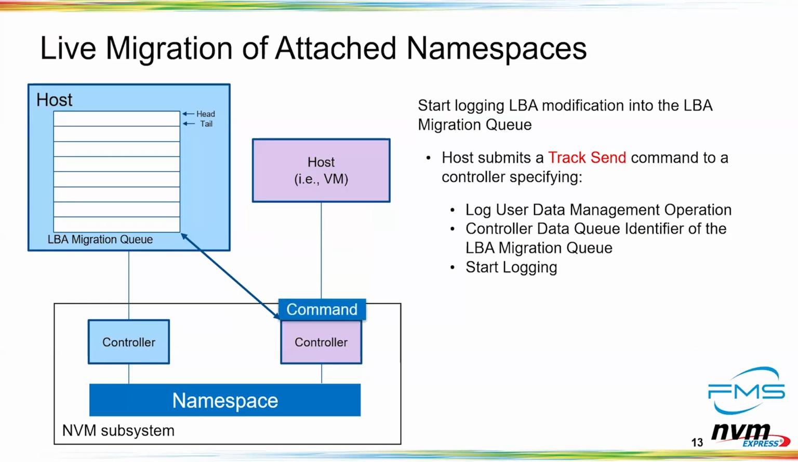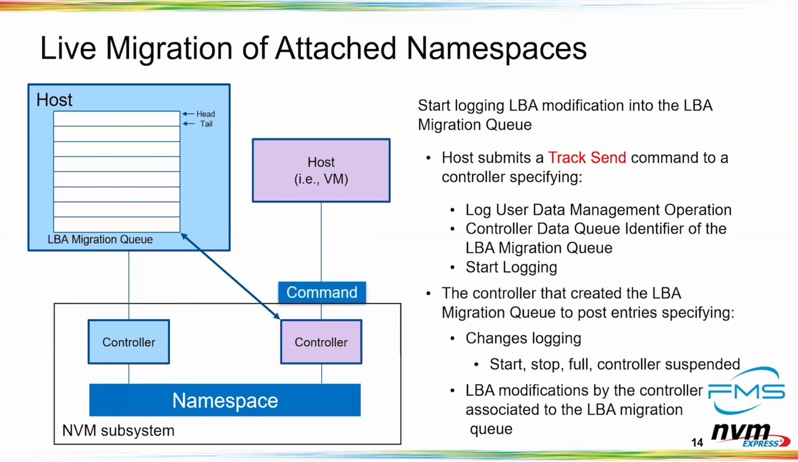So now we have the queue, but the host needs to say, start tracking the LBAs. So there's a new command called track send command. That track send command can be sent down. It'll identify the queue identifier for the LBA migration queue and say, start tracking. And when that happens, every change to LBAs that are attached to the namespaces, one or more namespaces to that controller where we're doing the tracking, are going to be put into this queue by the blue controller.